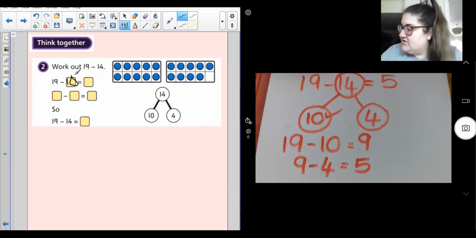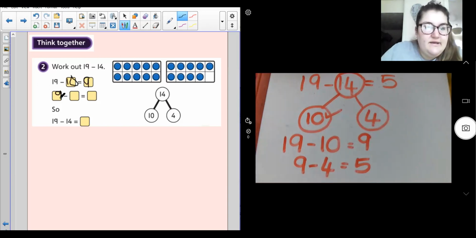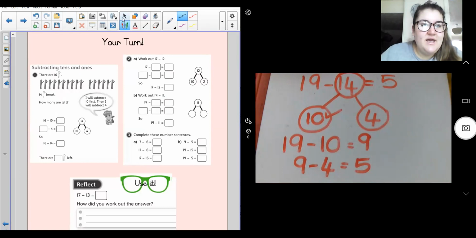Excuse my messy writing, it's because I'm using a mouse. And that left me with 9. And then I did 9, and I took away 4, and that left me with 5. So 19 take away 14 is 5. Okay, so this is the exact same as what Miss Winfield has just done. Right then, it is going to be your turn.